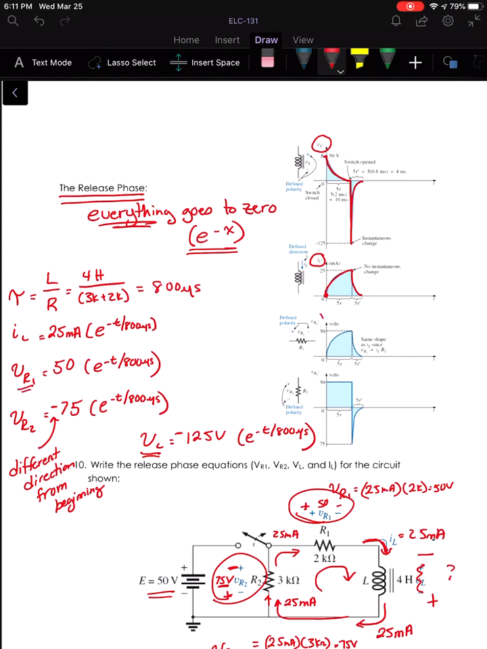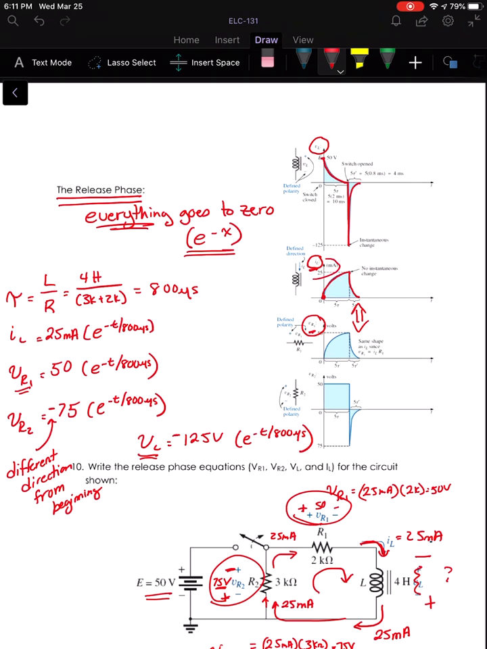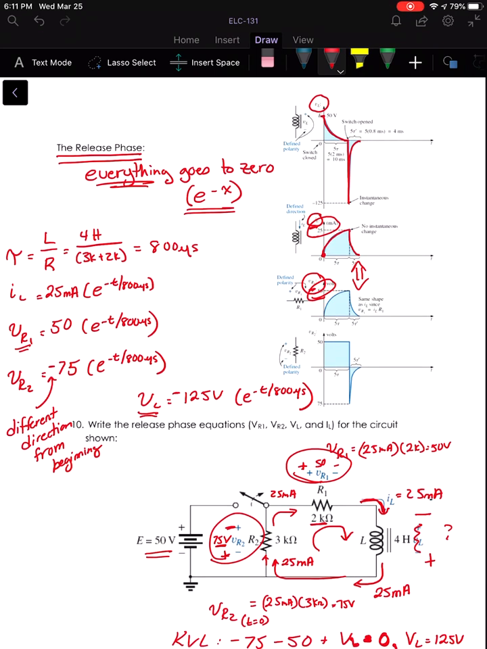For VR1, notice it looks exactly the same as the current. Why is that? Because the current IL is the current through R1, and they're related via Ohm's law. So really, it's just going to be different numbers. You've got 25 milliamps here, and this is 50 volts. So it's really just separated by a factor of 2 kiloohms. Those are just an Ohm's law relationship away.